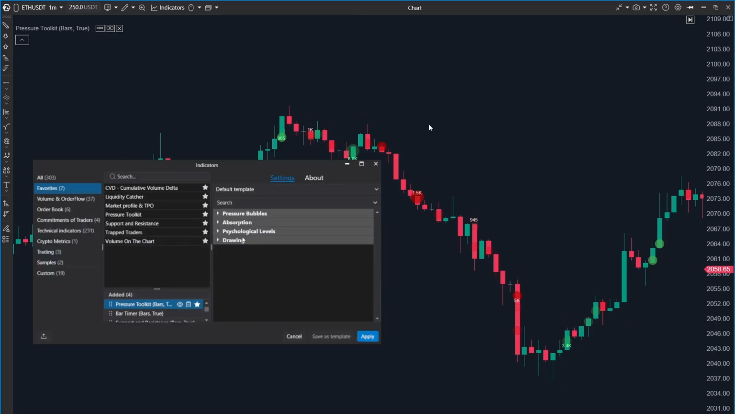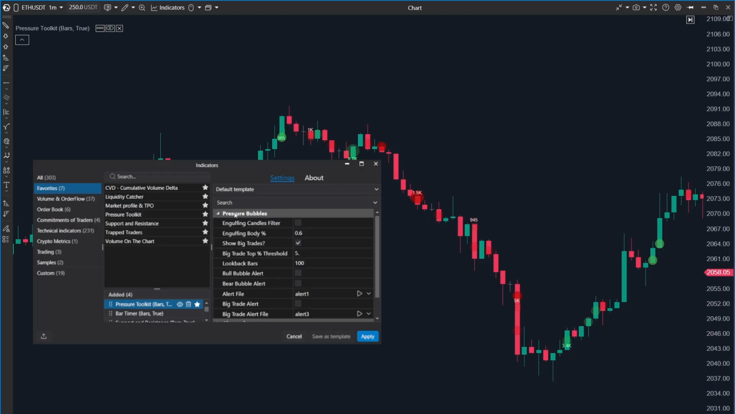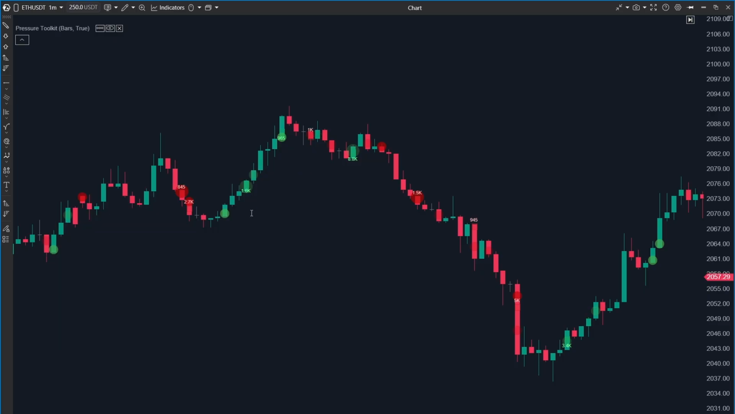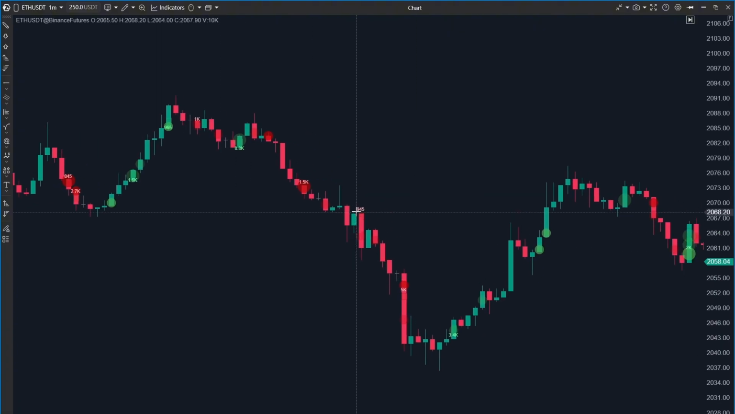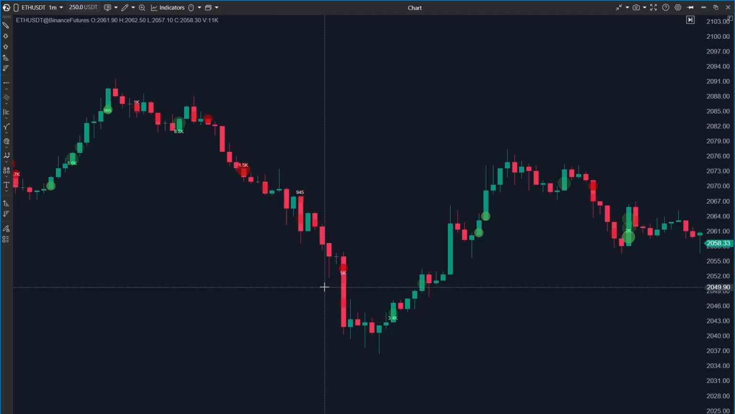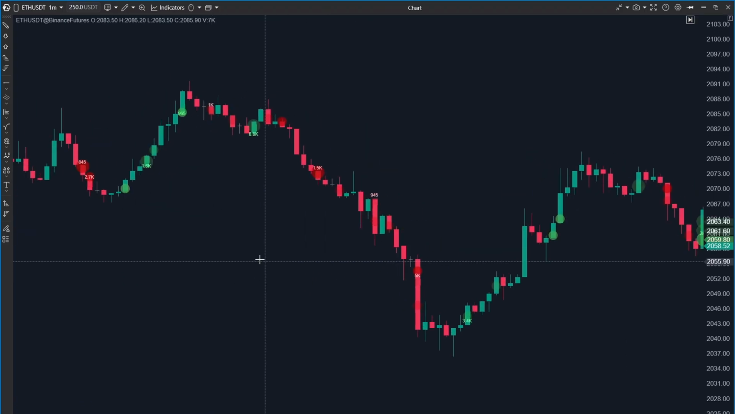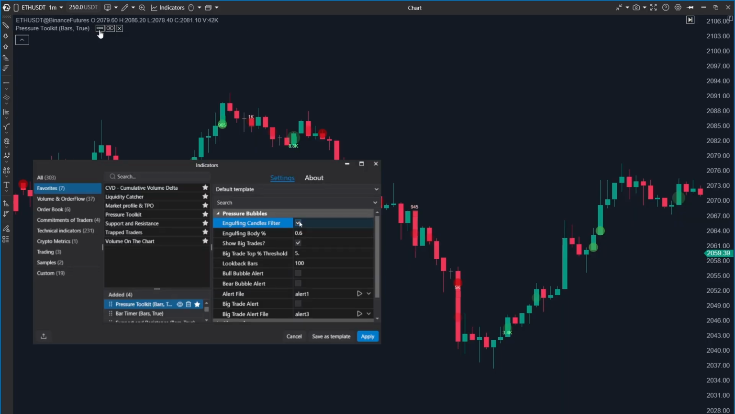Now, if we go into our settings, this will be the first group that you will see, the pressure bubbles group. Now, the first thing you'll see is the engulfing candles filter. You can toggle this on, and what this will do is, if you see pressure bubbles on doji candles, this will filter them out. The reason being is personal preference. If you want to see aggressive market buys or aggressive market sells only on strong engulfing candles, then this filter might be for you. Because the pressure bubbles on those candles are a little bit more significant in my experience.